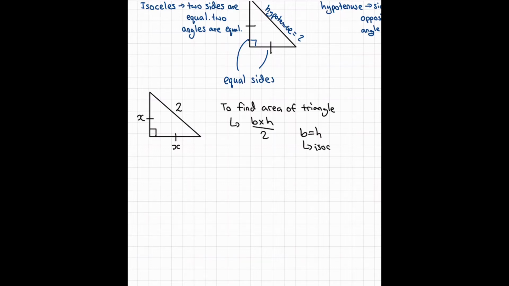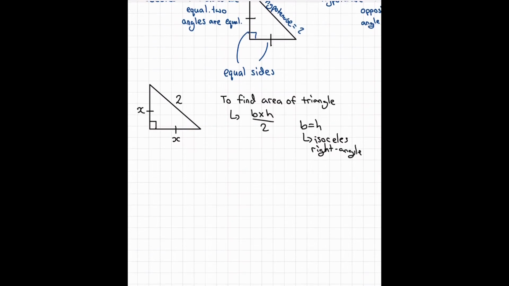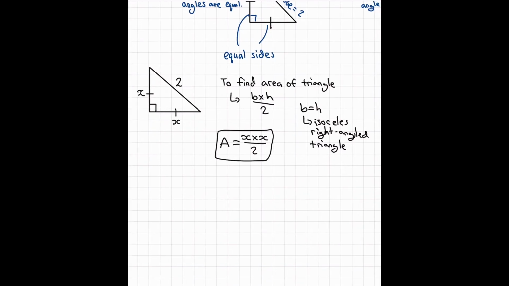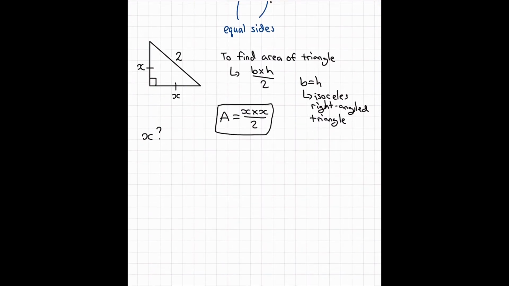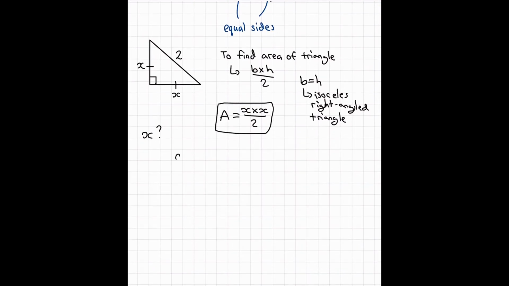Well, we know it's an isosceles triangle, an isosceles right angle triangle, in fact. So base equals the height in this case. And we've called the base and height x. So there we go. That's just x times x over 2, or x squared over 2. So now let's find x. Now how do we do that? Well, we can use Pythagoras' theorem because we have one side and we know the two other sides are equal.